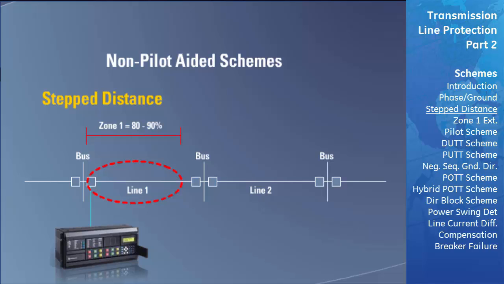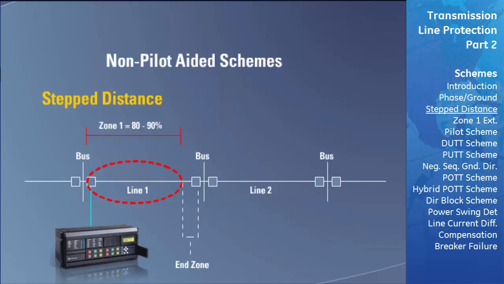This zone is also set to have no time delay. Therefore, if a fault occurs in this zone, the relay can be sure that the fault is located on its transmission line and can trip immediately. Zone number 1 will not protect the last 10 to 20% of the line, which is known as the end zone. Any faults that occur in this area will not be seen by zone number 1 and will have to be cleared by one of the other zones of protection.